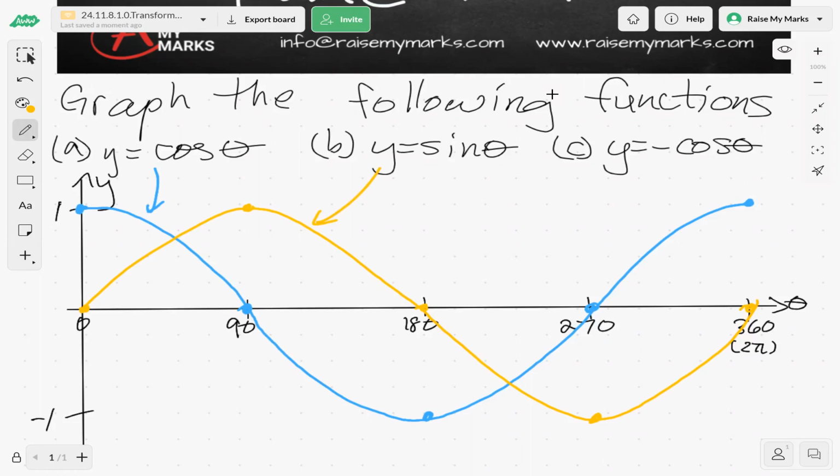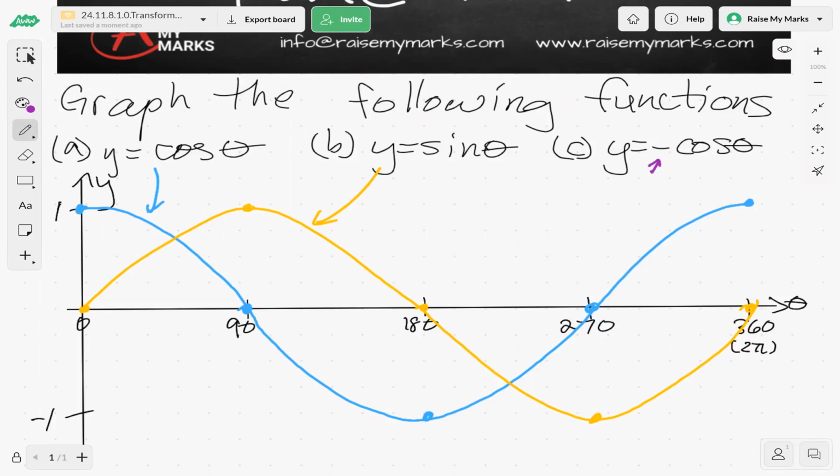All right, so now our last one, y equals negative cos theta. Pick another color, purple. So we're going to look at our cos function, our blue one, and we're going to reflect it in the horizontal axis. So that's what our negative sign does. It's a reflection in the horizontal axis.